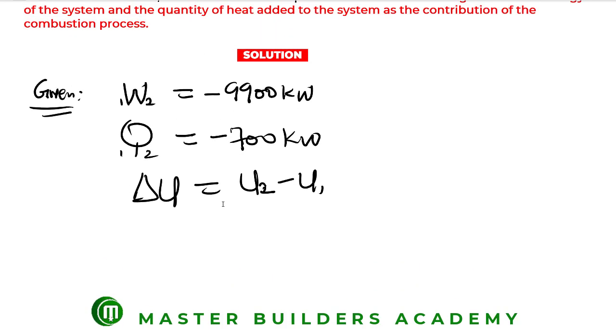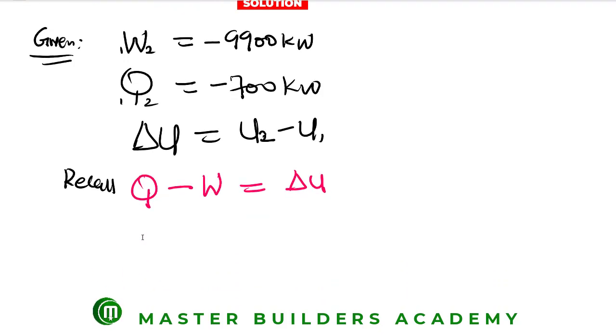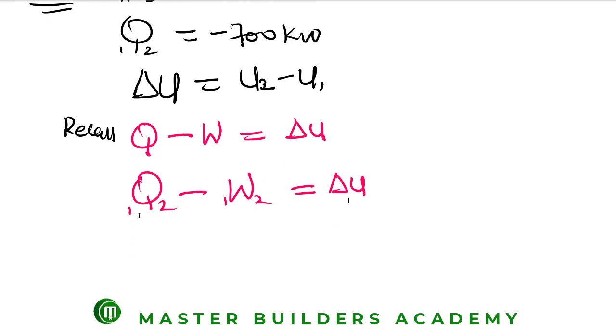All we just need to do now is to recall the thermodynamic equation. Recall that the first law of thermodynamics is given as Q minus W is equal to change in internal energy. So because we have process 1 to process 2, we can have this as Q1 to 2 minus W1 to 2 is equal to change in internal energy. And to solve this problem, all we just need to do is to put in the values. So our change in internal energy becomes Q1 to 2 minus W1 to 2.